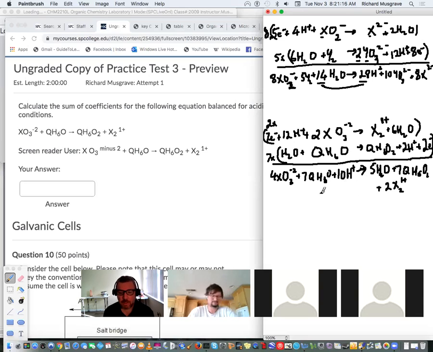Now the charges, -8 plus 10 is 2, and on the other side, 2 times 1 is 2. So everything balances there. So I know that's correct. And then adding them all up, 4 and 7 is 11, and 10 is 21, and 5 is 26, and 7 is 33, and 2 is 35. Does anybody have any questions?